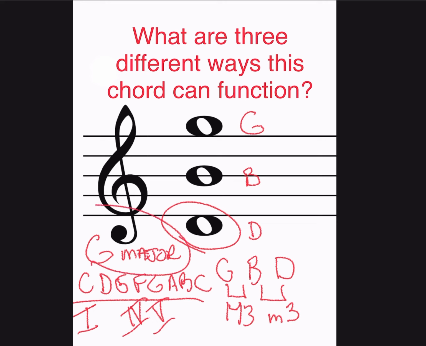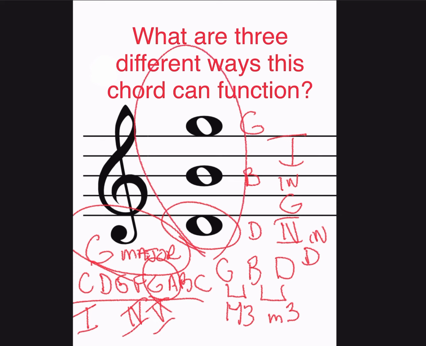So if you have a G major chord, this could be the 1 chord in G major, the key of G major. It could also be the 4 chord in the key of D major, 4 in D major, or it could be the 5 chord in the key of C major. So those would be 3 options. A G major chord, doesn't matter the inversion, it could be a 1 chord in the key of G major, it could be a 4 chord in the key of D major, or it could be a 5 chord in the key of C.